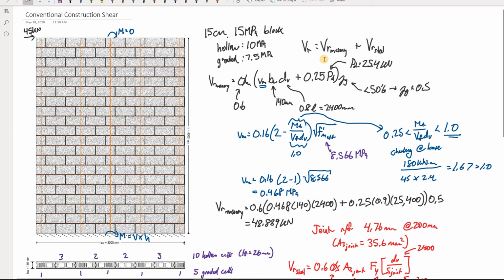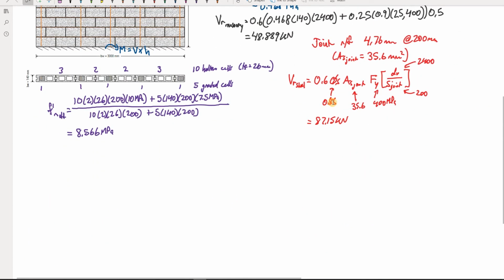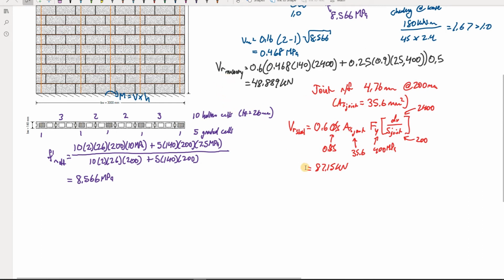Okay, so if we go back to our main equation, I'm going to scroll back to the top. You'll see here, V_R is just the sum of these two components. I'm going to switch this back to black, switch my pen tip color. So now I can just add these together: we have our masonry component and our steel component. So 48.89 plus 87.15. If we add these two together, this gives me 136.04 kilonewtons. That seems right? Yeah, I think that's about right.